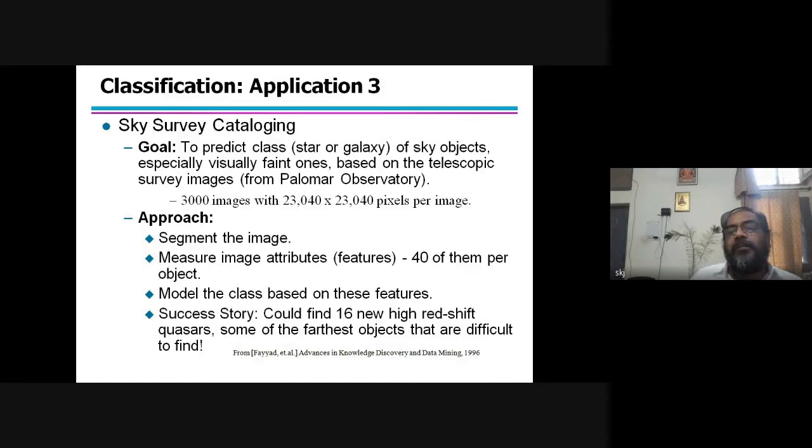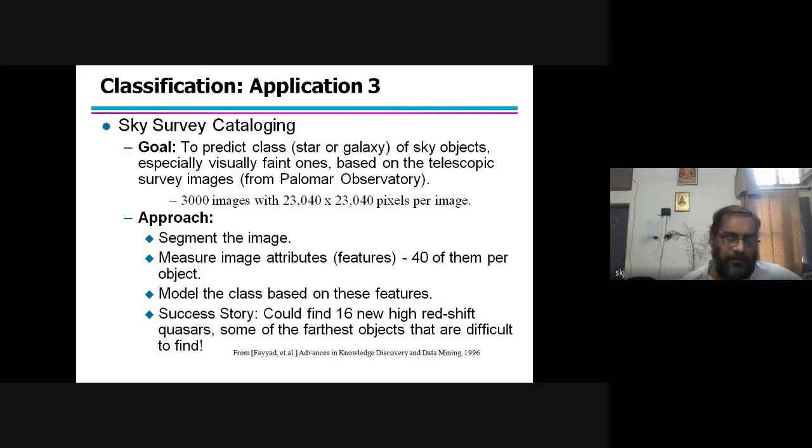Could find 16 new high redshift... actually it is an astronomy term. Quasar. Okay, so some astronomy object name is there. I don't know details. So some of the farthest objects that are difficult to find. So it is saying that 16 such objects could be or were detected. Maybe star or galaxy whatsoever.